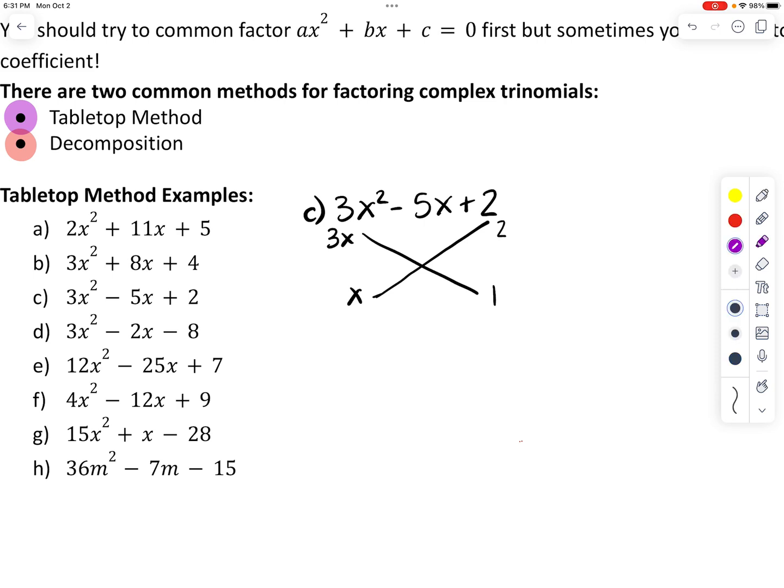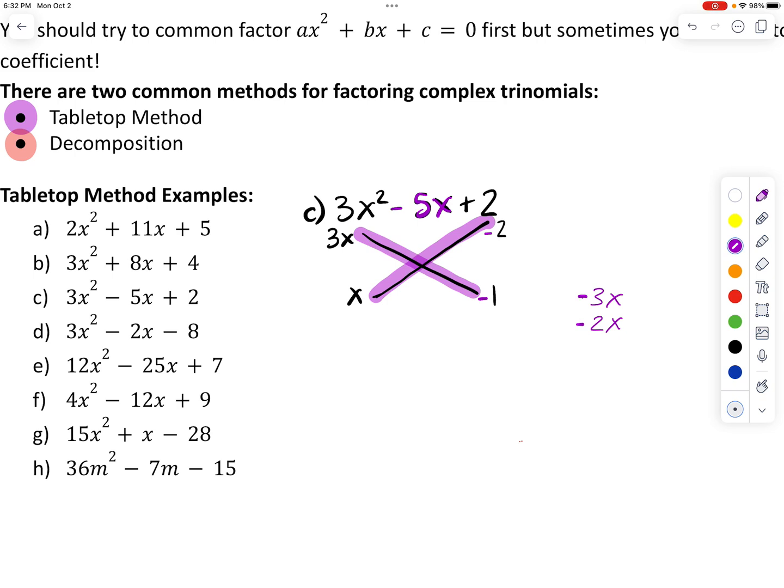If I do it this way, quickly do those cross sums, that gives me 3x's. This one gives me 2x's. Can I work with 3x and 2x to get negative 5x's? I can, if they are both negative. So negative 2 and negative 1.